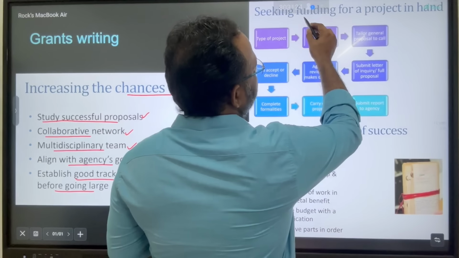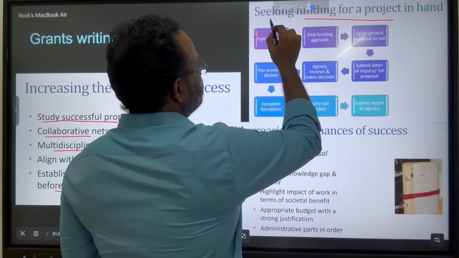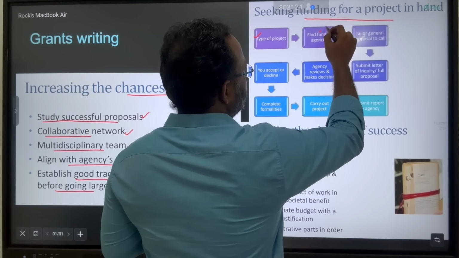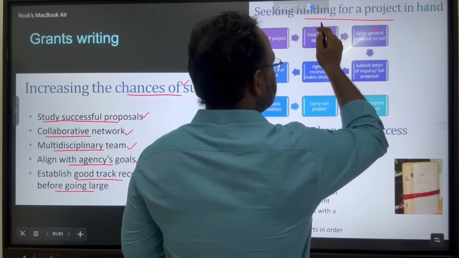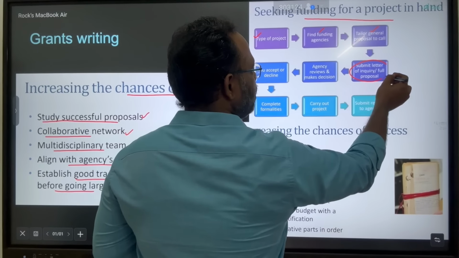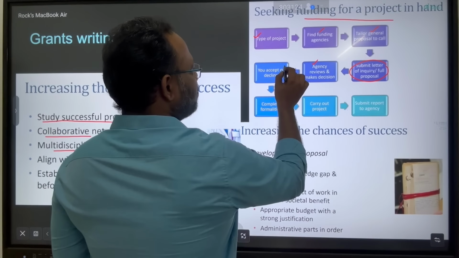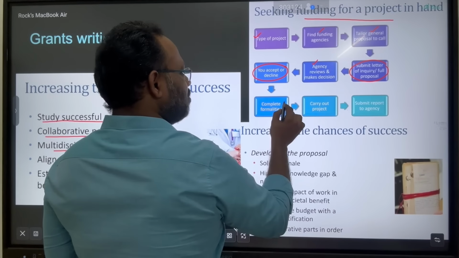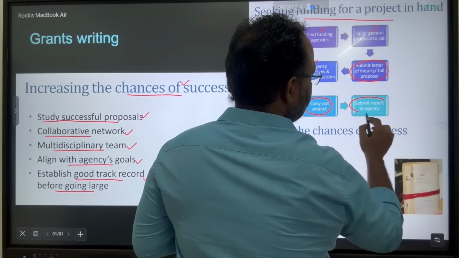For seeking funding for a project, these are the steps. We need to decide on the type of the project. We need to find the funding agencies, then tailor the general proposal which we made to the call of the funding agencies. Then we need to submit the letter of inquiry and the full proposal. Then the agency reviews and makes a decision. After that, we need to accept or decline. Then we need to complete the formalities, carry out the project, then submit the report to the agencies.